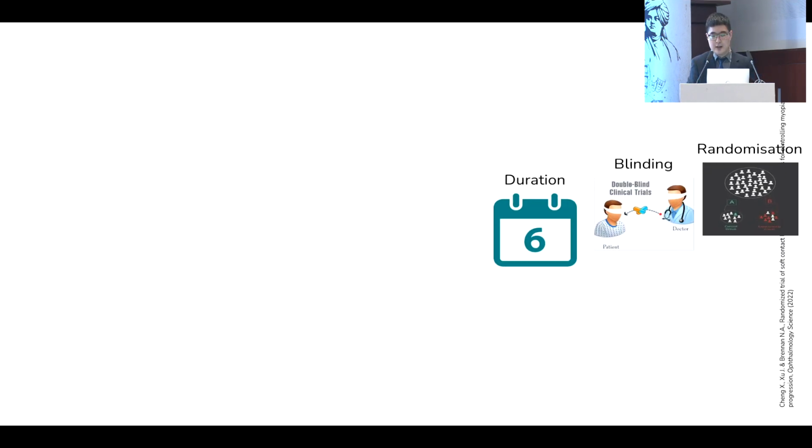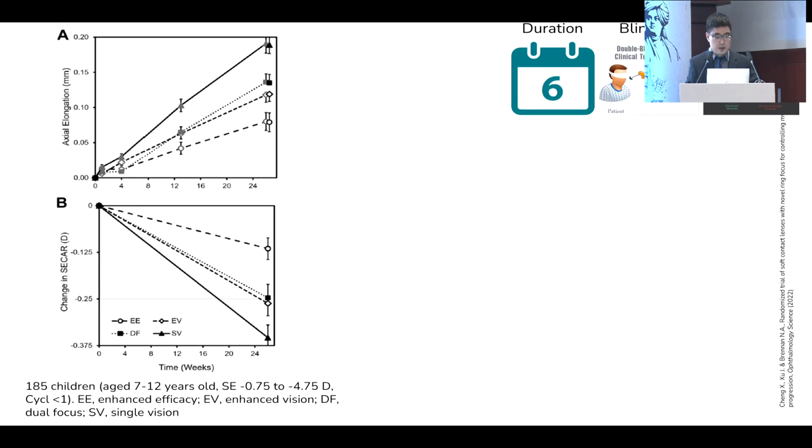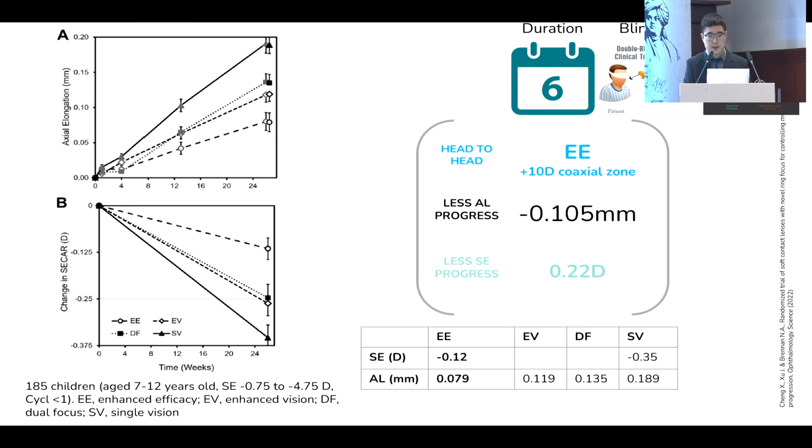So again, it's a double-blinded randomized study, and this is what it showed. As you can see, they have many different modalities, of which the EE is the enhanced efficacy, the one with the central ring boost +10 diopter technology, while the enhanced vision does not have that central 10 diopters. From this, they concluded that by incorporating the extra 10 diopters in the center, it actually showed a much better result. So overall, head-to-head, they decided to adopt the enhanced efficacy with the +10 diopter within the coaxial zone.